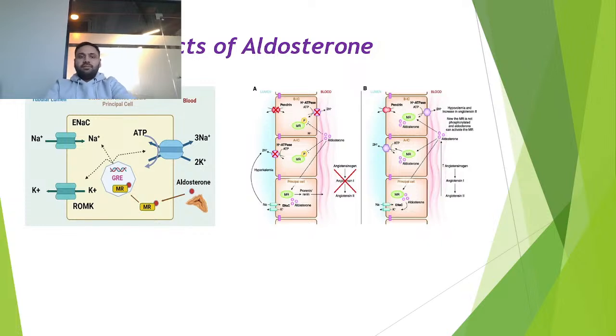Aldosterone not only affects the principal cell, but it also affects the alpha intercalated cells. As mineralocorticoid receptors are present inside the cell, aldosterone enters these cells and increases the gene expression of which channel? Hydrogen ATPase. This hydrogen ATPase is responsible for excretion of hydrogen ions or acids from the body.